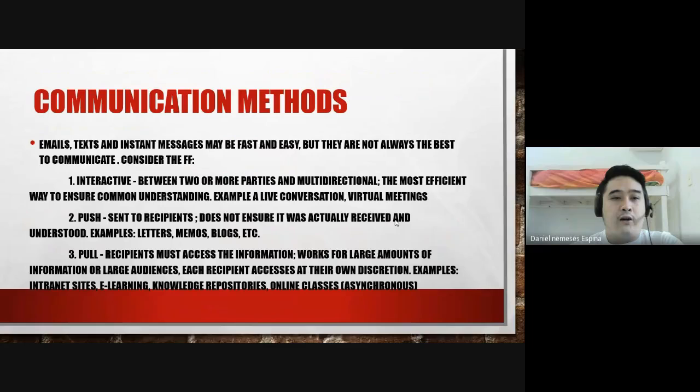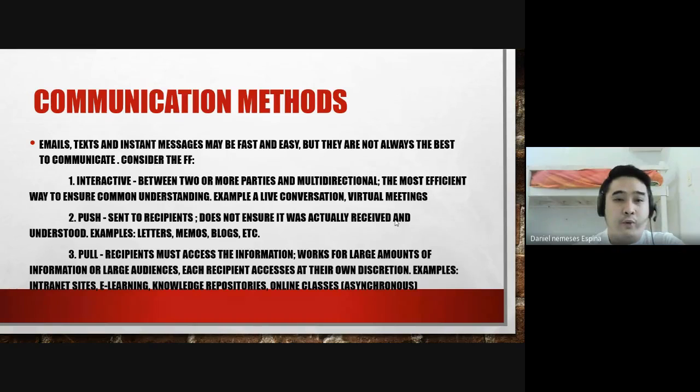So communication methods, so you have emails, texts, and instant messages. Okay? So they may be fast and easy, but they are not always the best to communicate. However, ang communication mo is not only words. The communication can also be seen through your gestures, through your eye contact, through your facial expressions. So this can add up to the understanding. There are things nga kailangan yun siya face to face, okay? Otherwise you will be misunderstood or misinterpreted.